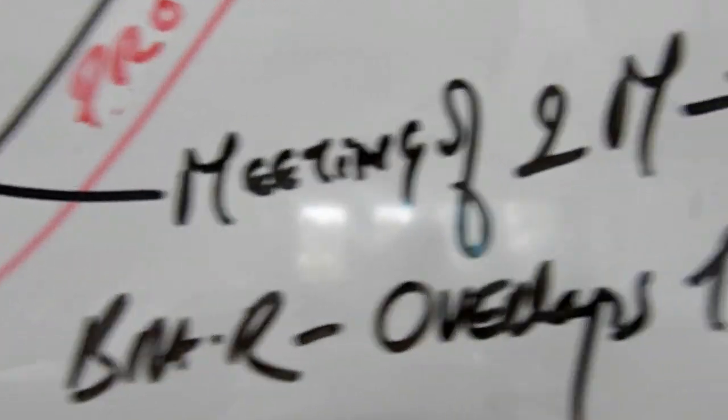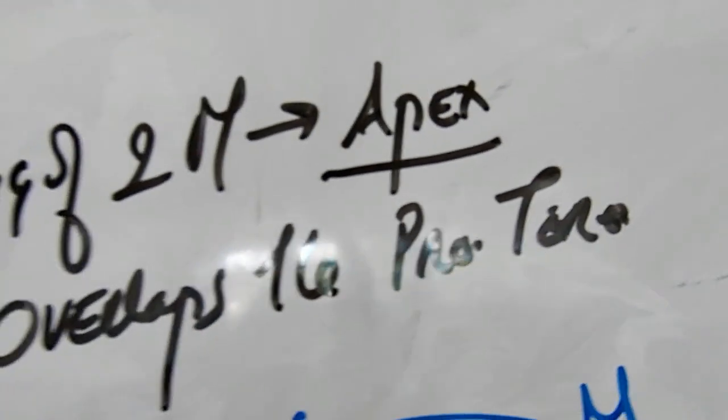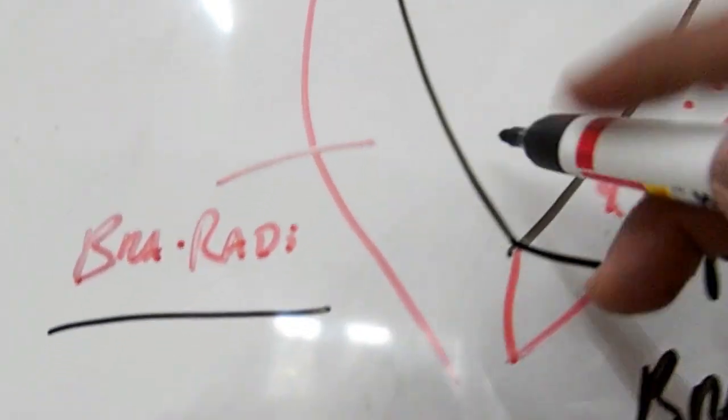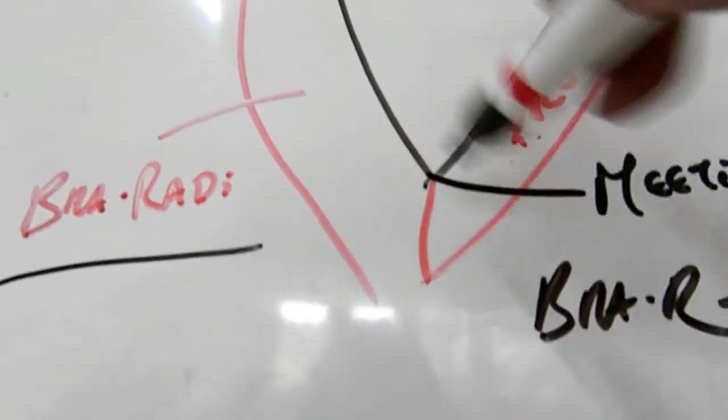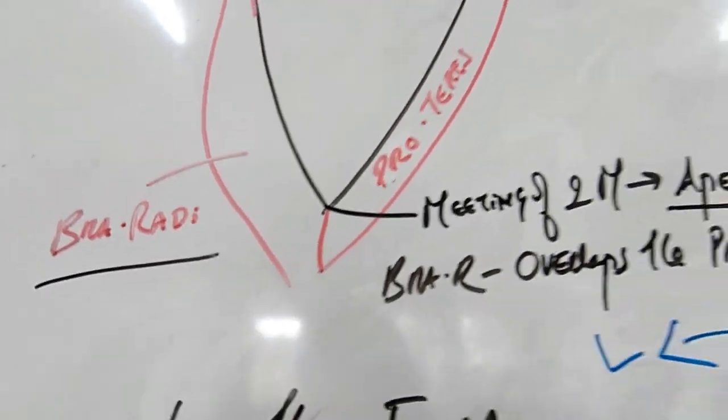The apex is formed by the meeting of these two muscles, your brachioradialis as well as the pronator teres. What actually happens is the brachioradialis overlaps the pronator teres. It just comes there and overlaps it. I cannot disturb the diagram. It overlaps it here, and the pronator teres is hidden deep inside.